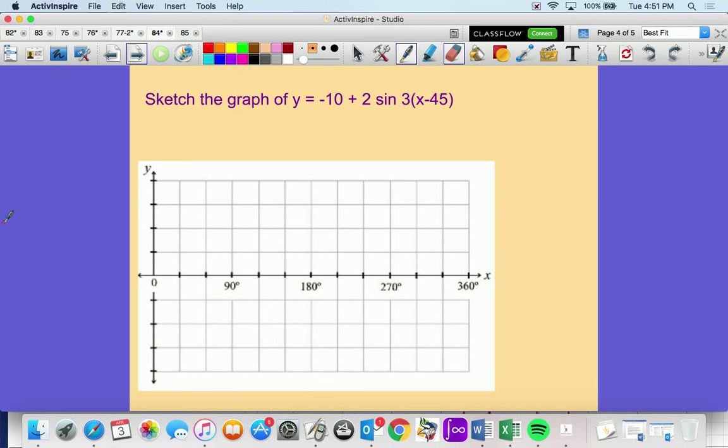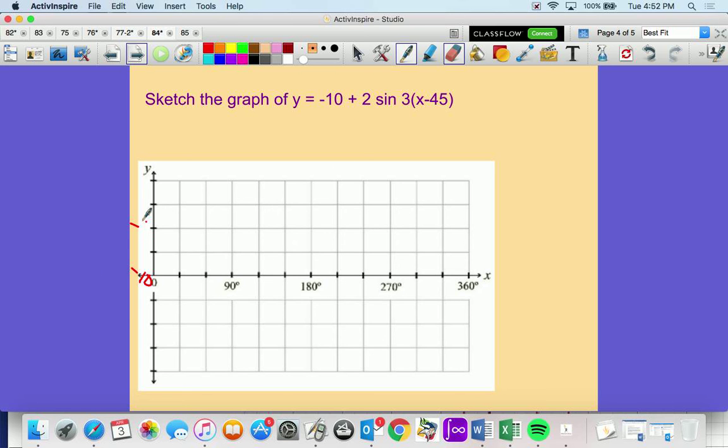Alright, next one. Sketch the graph of y equals negative 10 plus 2 sine of 3 times x minus 45. Alright, so first thing that I would start with here is by making that a negative 10. Then we know, because it's being shifted down 10, that it's going to go up 2 and down 2.